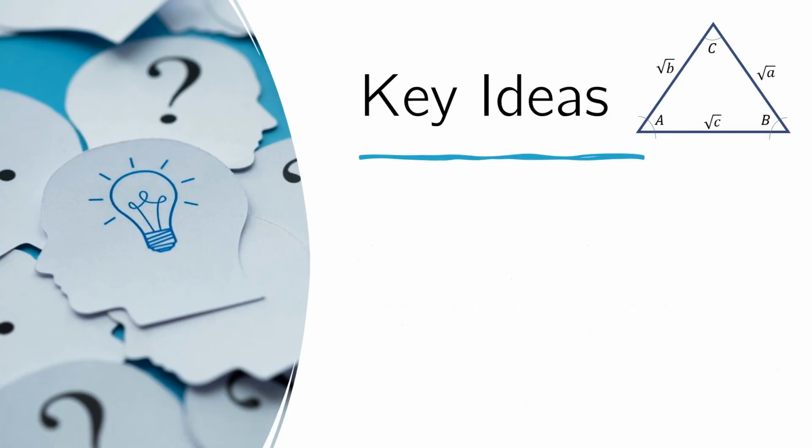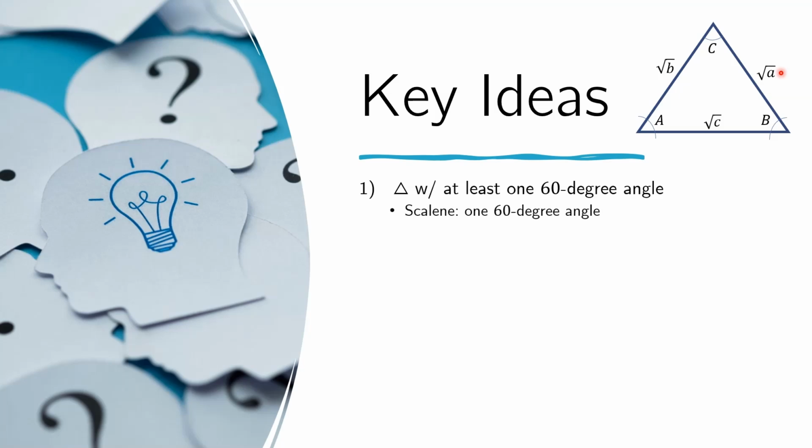Again, let us review some of the key ideas that will help us solve this problem. First is the kinds of triangles that we can get with the condition that at least one of the angles is 60 degrees. So the problem states that we're looking at triangles where one of the angles is 60 degrees. There could be three types of triangles based on the angles. First is the scalene triangle, which means that all three angles in the triangle have different measures. So A, B, and C will have different measures, different angles.